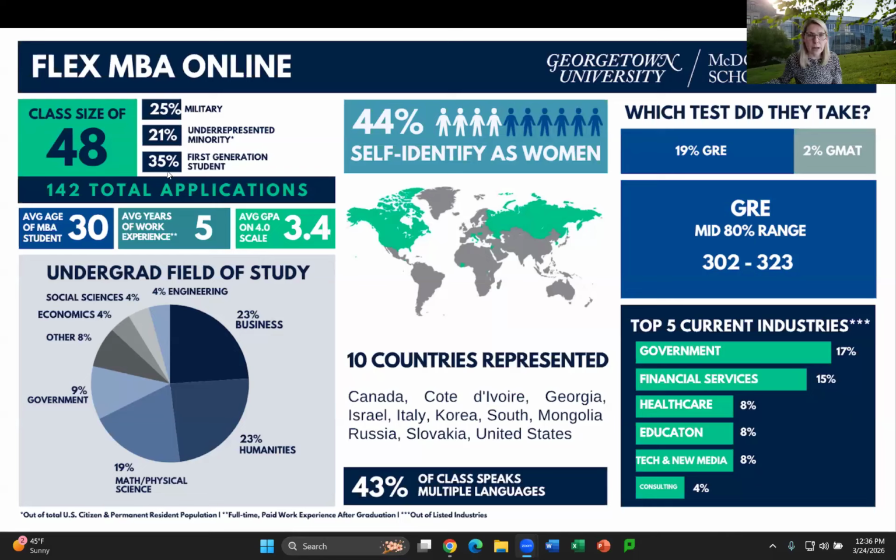Here you see some demographic details. Total applications, top of funnel, average age, work experience, GPA, very similar field of study background compared to the Flex. 10 countries represented. I think that was also the same for Flex. 44% self-identify as women, so getting close to gender parity, which is awesome. 43% speak a different language. Here are the backgrounds here. So government is actually the top, but it's still only 17%.